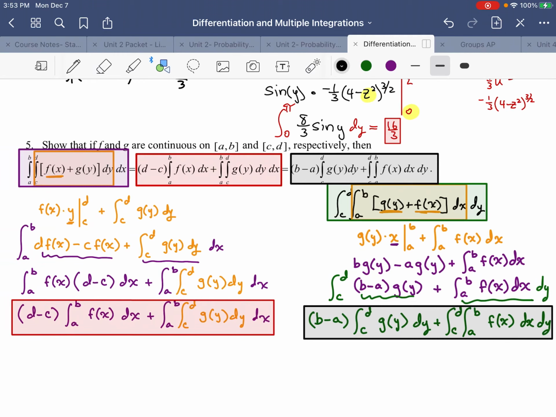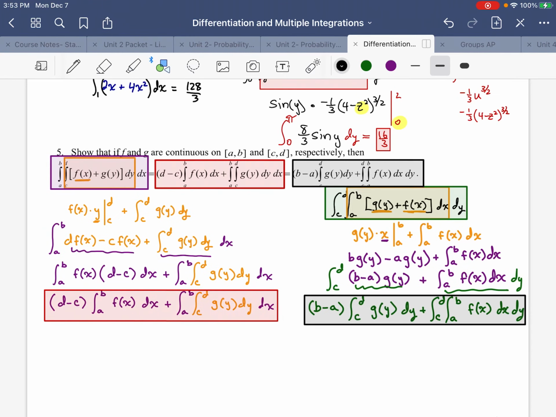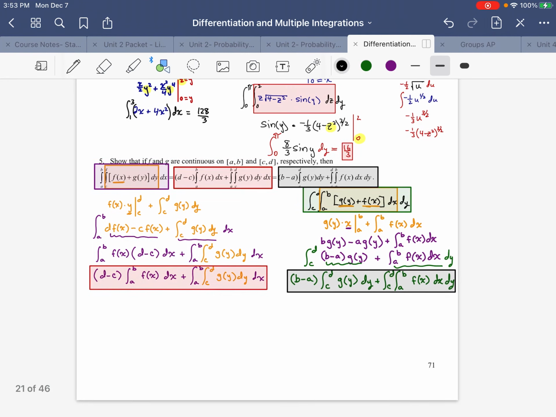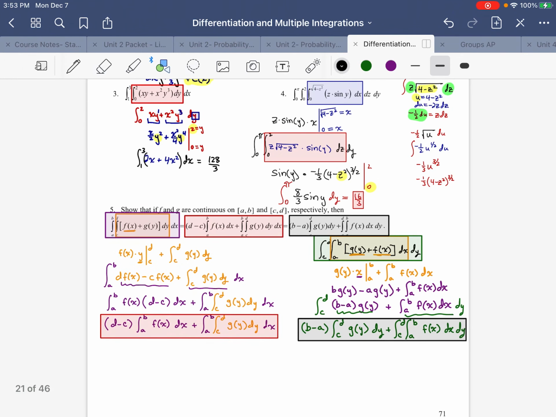And so there's your proof. All three of these quantities are exactly the same, mathematically. Symbolically they look different, but mathematically they are the same. And there it is. That is page 71, number 5.